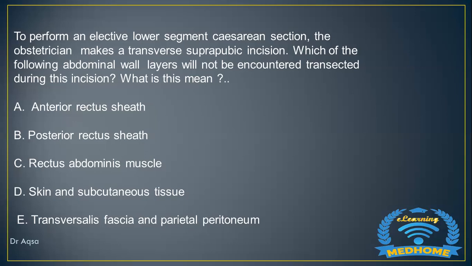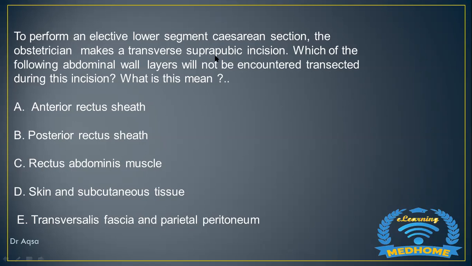Anterior rectus sheath. To perform an elective cesarean section, the obstetrician makes a transverse suprapubic incision. Which of the following abdominal wall layers will not be encountered or transected during this incision? What does this mean? They are asking which will not be transected during the incision. Yes, so anterior rectus sheath will be cut. They are talking about a transverse suprapubic incision, not the lower segment cesarean section.